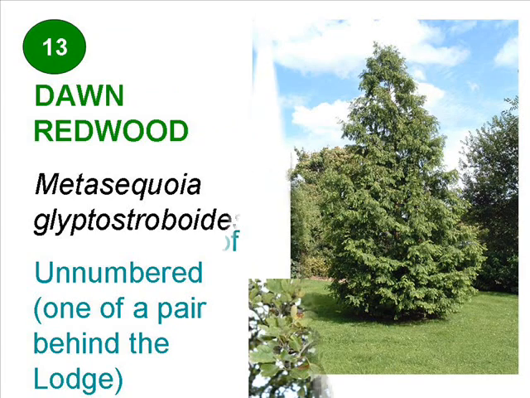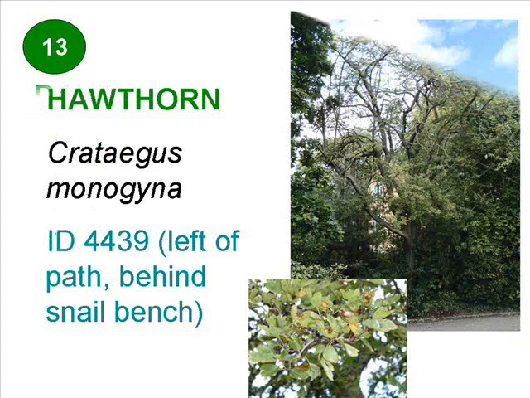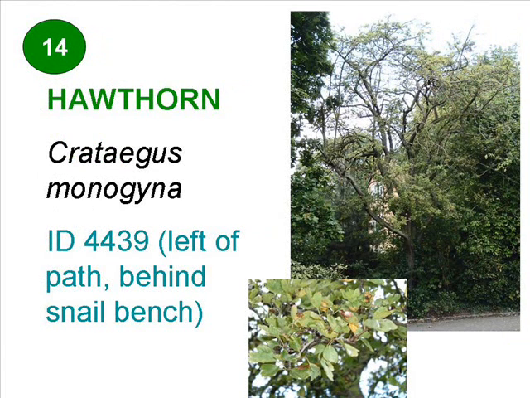The next tree, the hawthorn, is found further along the path on the left behind the snail bench. Tree 14 is the hawthorn, ID 4439, found on the left of the path behind the snail bench. The hawthorn, known as May, in which month it flowers, produces white blooms, some varieties pink or red, which are heavily scented. The nectar attracting insects for pollination.